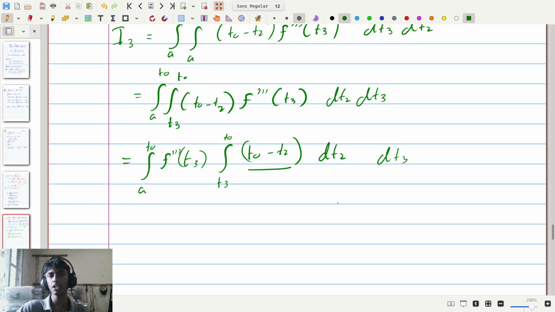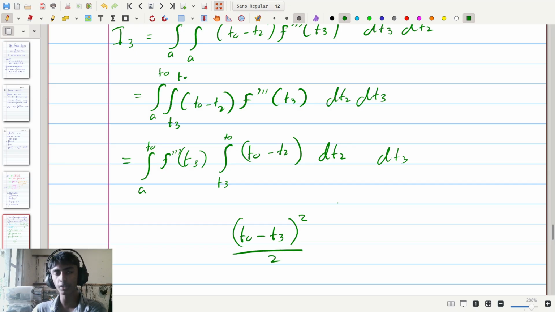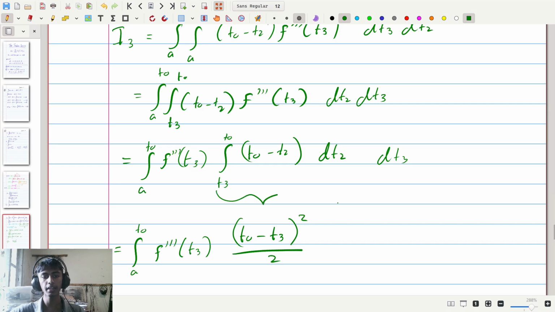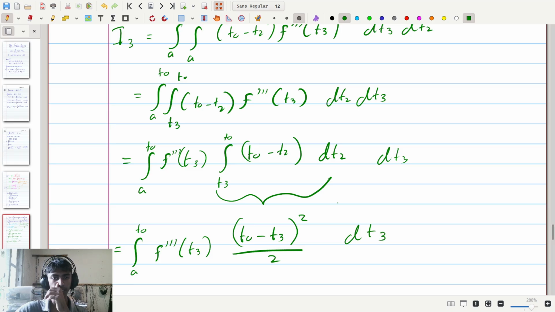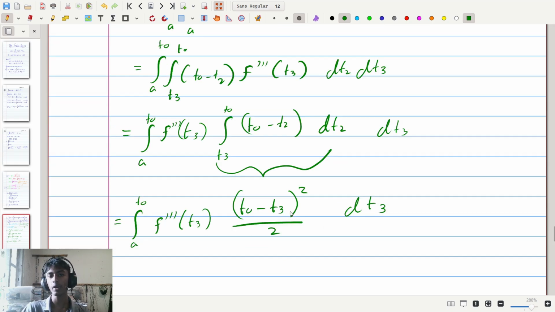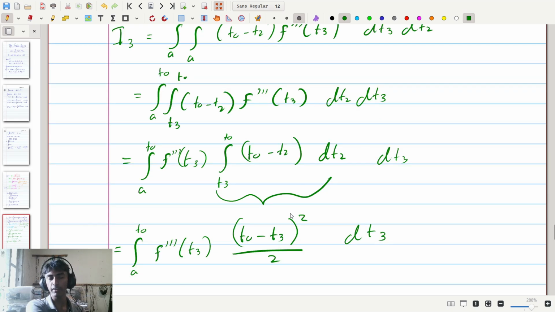Now once again we have reached this point. Here we're going to use the formula we had once again, and t0 minus t2 evaluated from t3 to t0 is going to be t0 minus t3 squared over 2. This time I'm not going to explain why we got it from the lemma. We're going to be directly substituting that into here. So this is equal to the integral from a to t0 of f triple prime of t3 multiplied by this integral, which is now this value over here, and the whole thing needs to be integrated dt3.